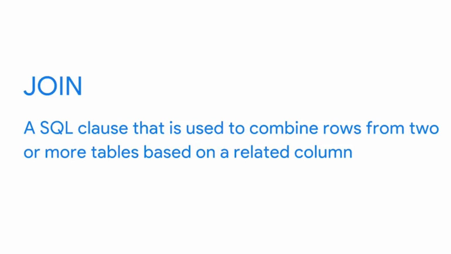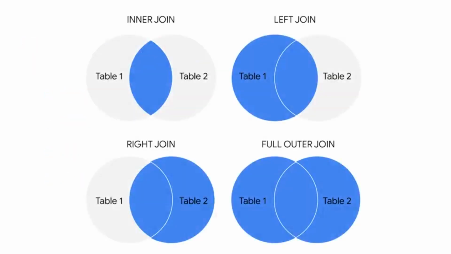Let's get started. Join is a SQL clause that's used to combine rows from two or more tables based on a related column. Basically, you can think of a join as a SQL version of VLOOKUP, which we just covered. There are 4 common joins data analysts use: inner, left, right, and outer. Here's a handy visualization of what each join actually does. We'll use these to help us understand these functions.